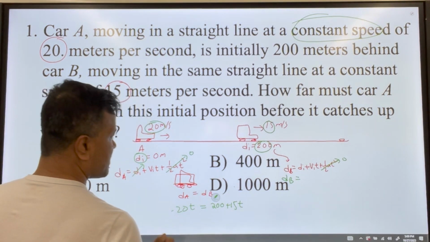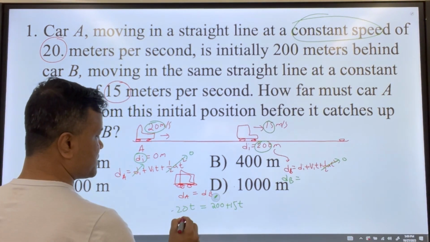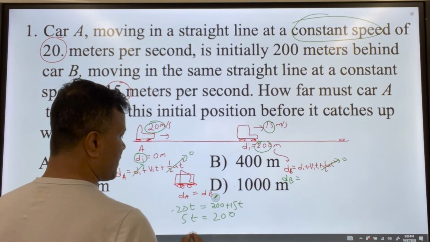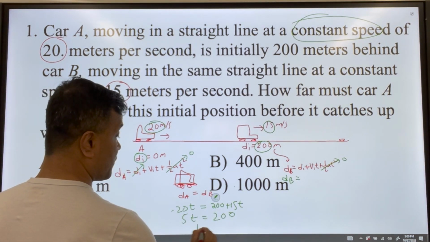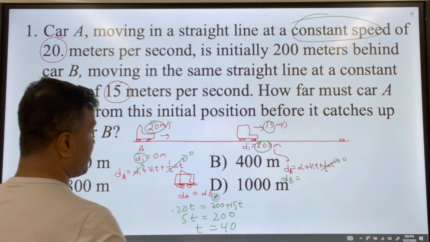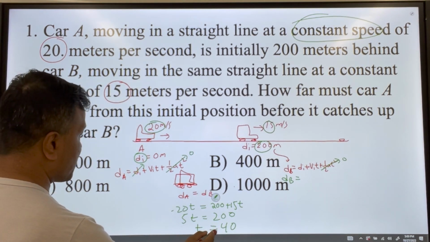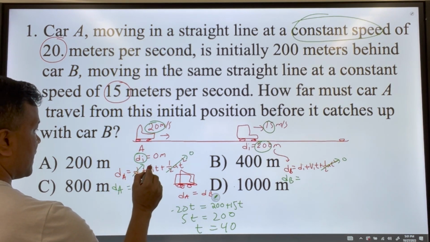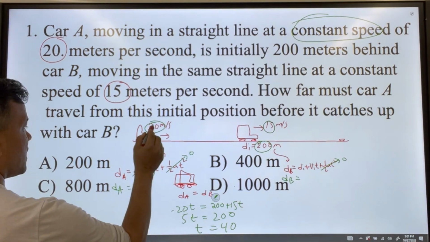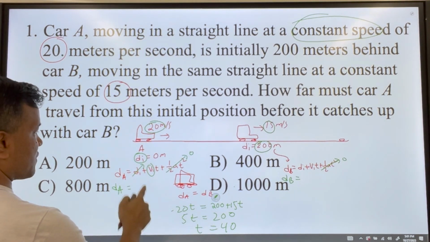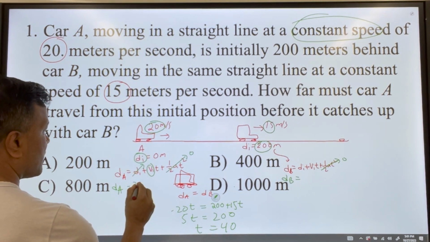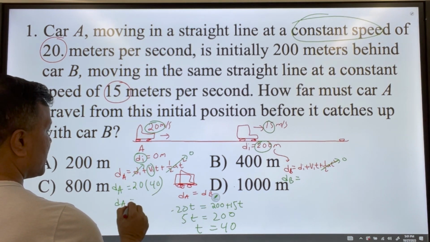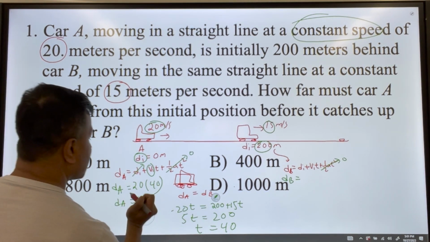You see that 20 minus 15 is 5t. 5t is equal to 200. So t is equal to 40. What does that mean? That means you're going to have to plug this over here. dA is equal to VI times t. Well, we have the equation already. VI is 20 and t is 40. So dA is 800 meters.